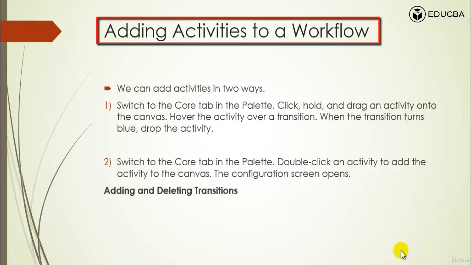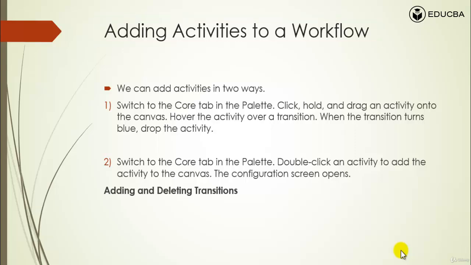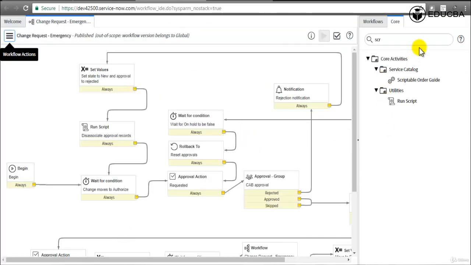Now, adding activities, as I said, you can add activities in 2 ways. One is switch to the core tab, click, hold and drag an activity onto the canvas. Hover the activity over a transition, and when the transition turns blue, drop the activity. As I said, if you go to this browser window palette, you just select this. Now you cannot drag and drop anything here because this is not editable. But you select this, bring it over this line, and if it is editable, this arrow which is gray turns blue. At that point, just drop it.